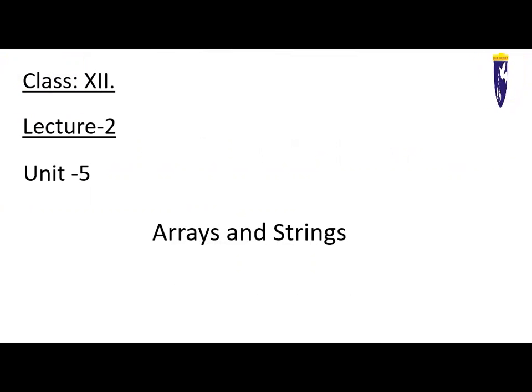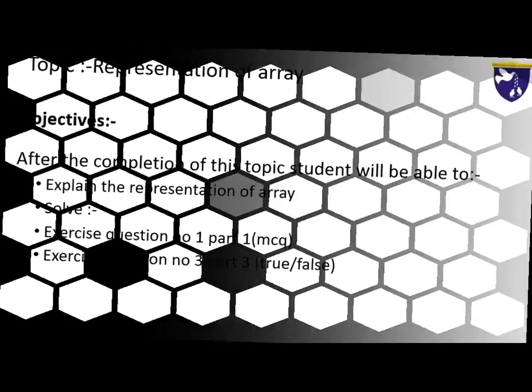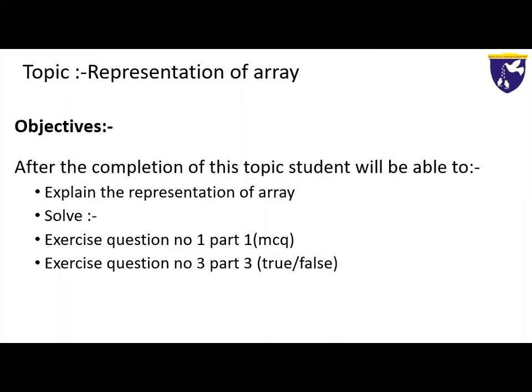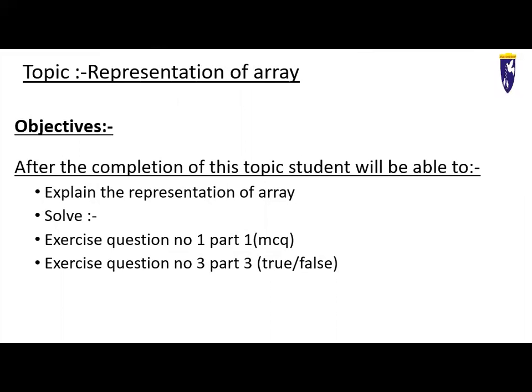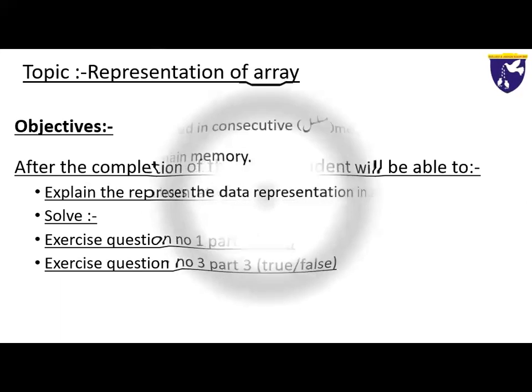This is my second lecture of unit 5, and the name of the unit is arrays and strings. Before going further on our topic, first of all, we can see the objective of our topic. The topic is representation of arrays. The main objective is that the student will be able to explain the representation of an array after the completion of this topic. Also, the most important objective is that when students understand this topic, they can solve exercise question number 1 part 1 MCQs and exercise question number 3 part 3 true false.